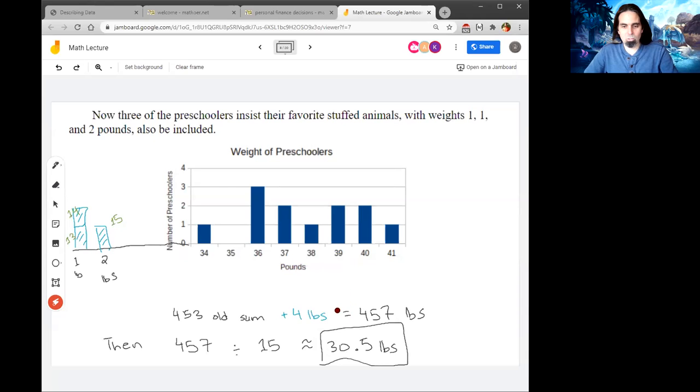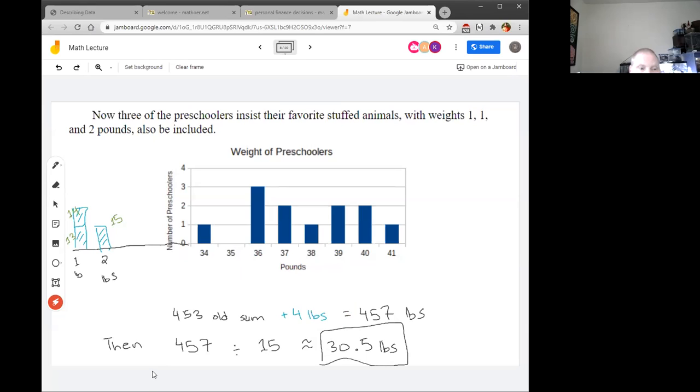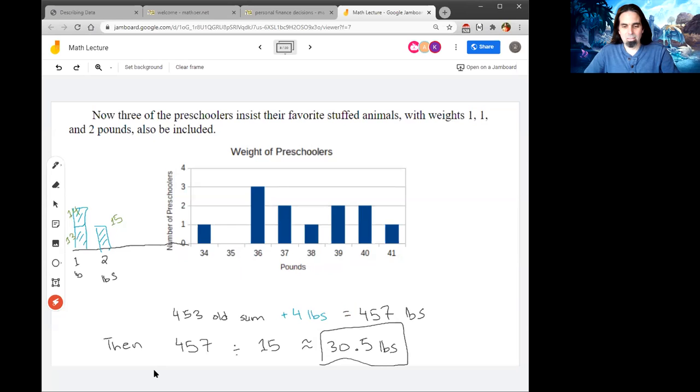Someone tell me in your own words, why is the mean broken? We added a couple weights that were much, much lower than the average weight. That's a good way to say it. Anyone else have a different way to explain it?